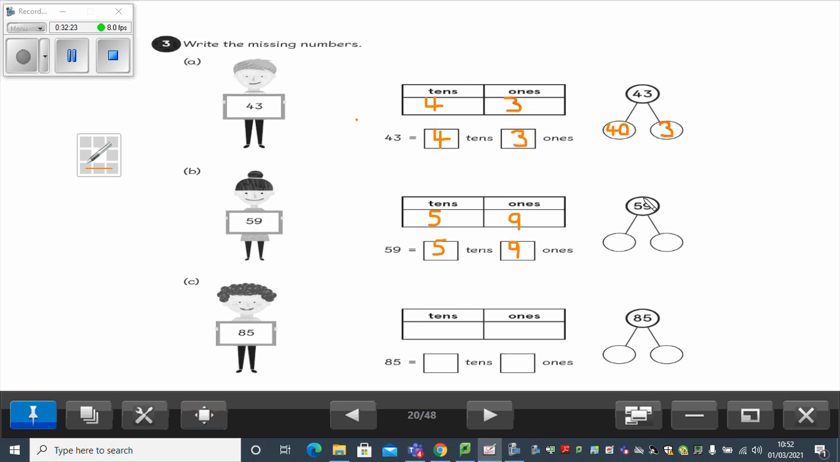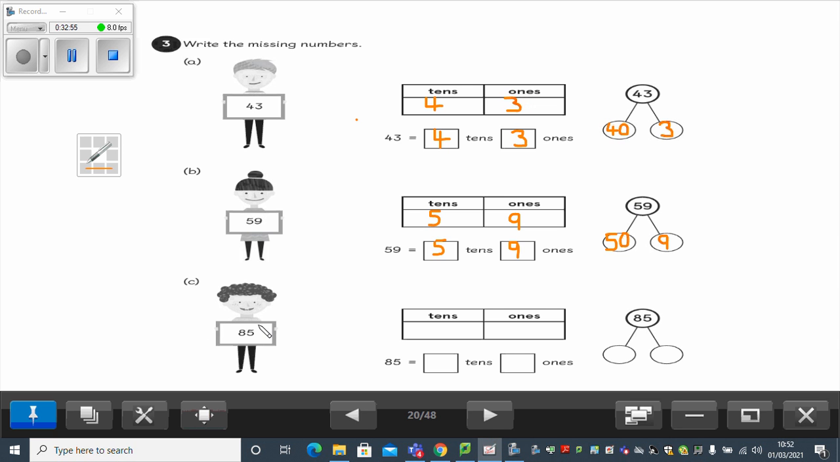So let's use that to complete our two parts. So the digit 5 is our tens. So 5 tens gives us our 50. So the value of the 5 tens is 50. That's one of our parts. And then the digit 9 is our ones, which has a value of 9. So 50 and 9 equal 59.